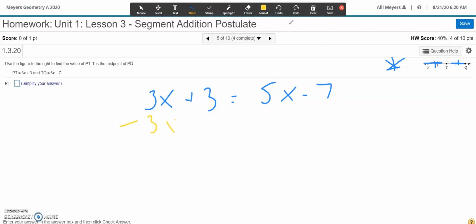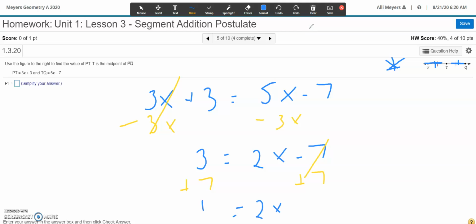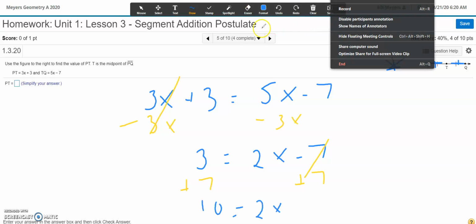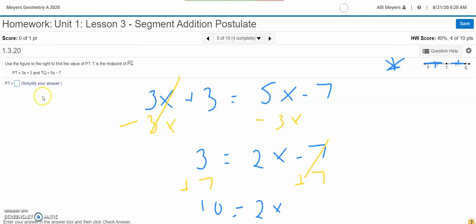So I would subtract 3x and get 3 equals 2x minus 7. Then add the 7, and 2x equals 10. Divide by 2, and hopefully you're okay with that last step. That's just algebra. x would be 5.